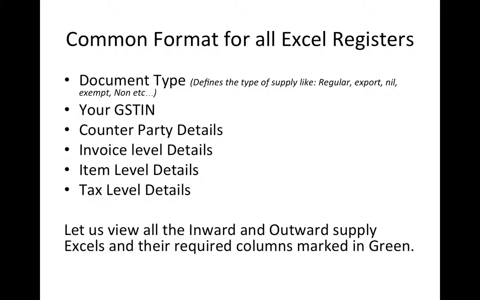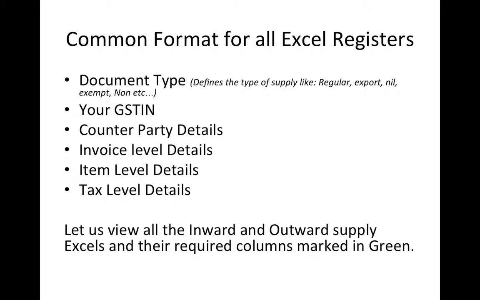Now, the format of all these Excel registers is simple and easy to use. The first column of all the registers is always the document type. Document type defines the type of supply, like a regular supply or an export supply, a nil supply, exempt supply, a non-GST supply, a credit note or a debit note would come under this kind of column.